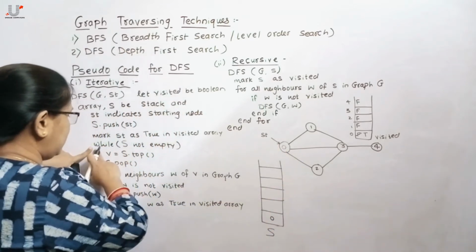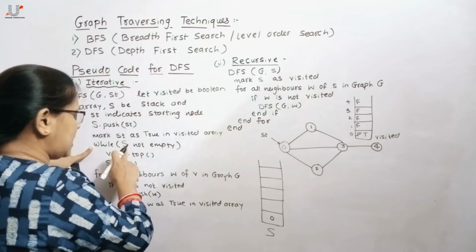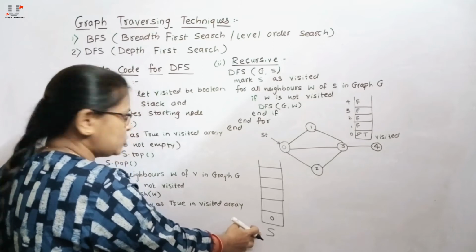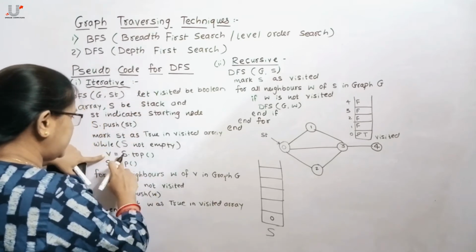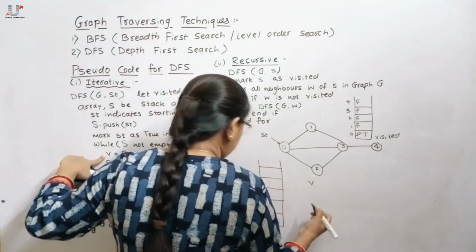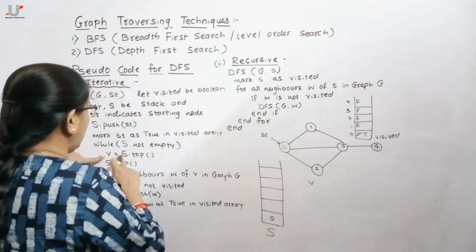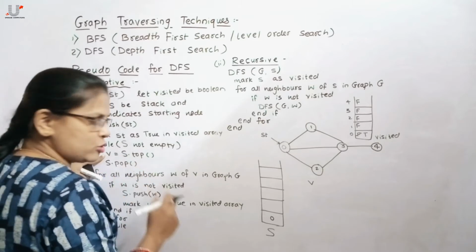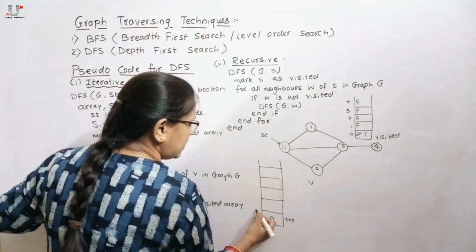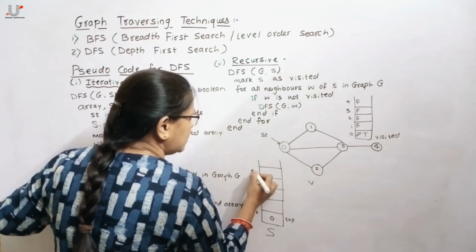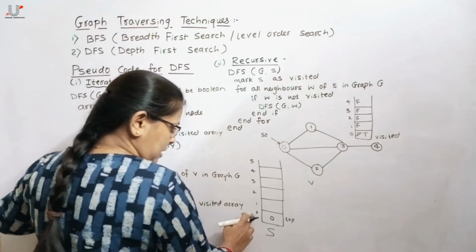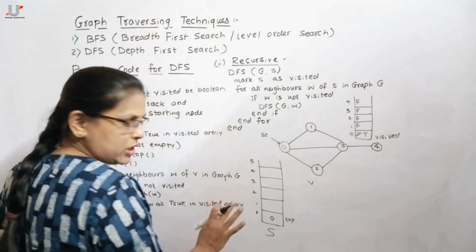Then check the loop: while S, the stack, is not empty. Yes, the current status is that S is not empty. Then v is equal to S dot top. So here v holds a value from S of top. S of top means the topmost location of the stack. The top is at this location, currently, 0 1 2 3 4 5. That's the maximum size of the stack. Assume that 6 is the maximum size for this stack.